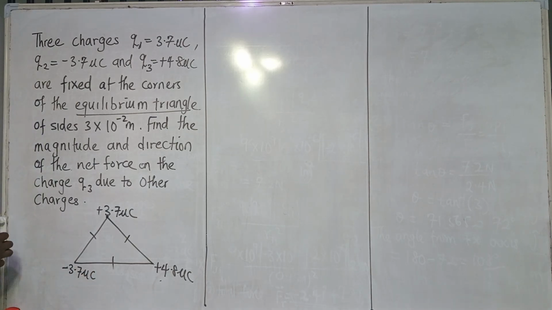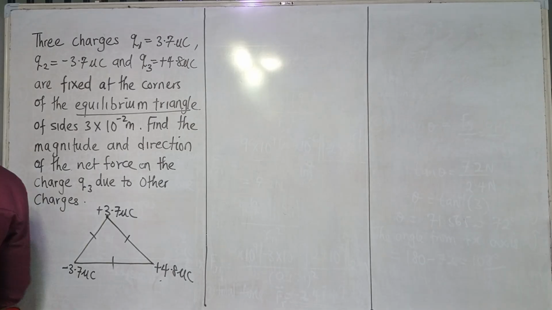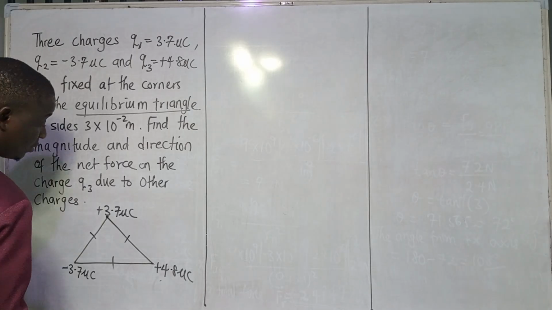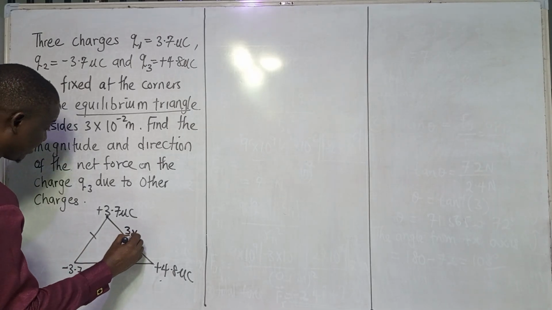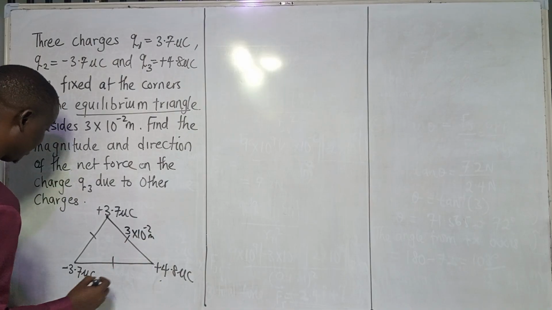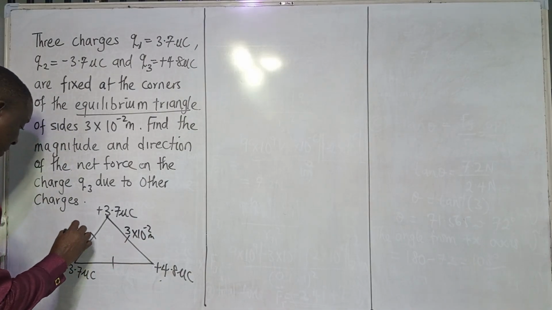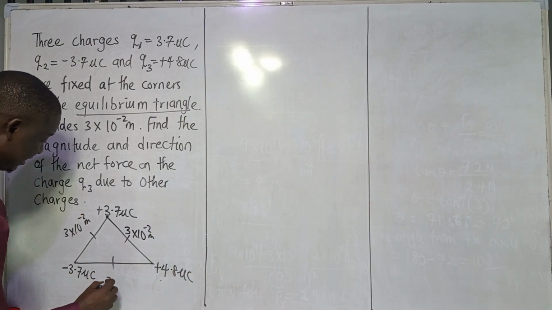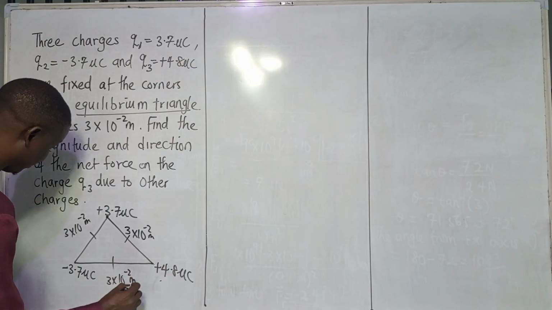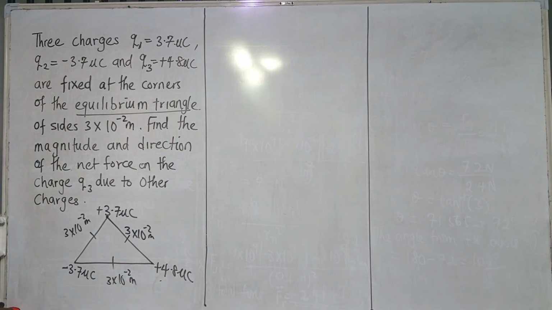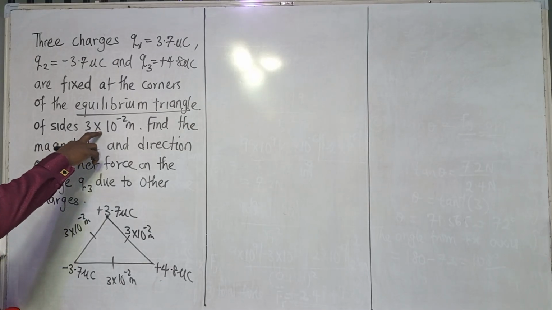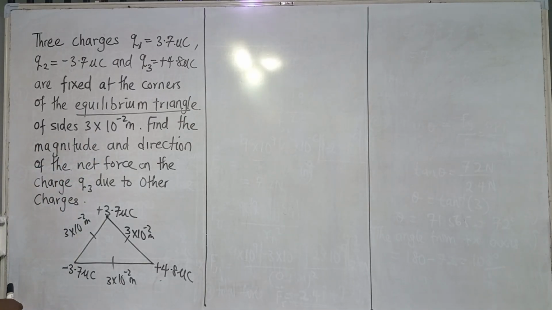Now each side of the triangle is 3 times 10 to the power minus 2 meter. Here is also 3 times 10 to the power minus 2 meter, and 3 times 10 to the power minus 2 meter. That's what they give, because all sides are equal. If you don't understand that, then you cannot know how to place the side length given to us.